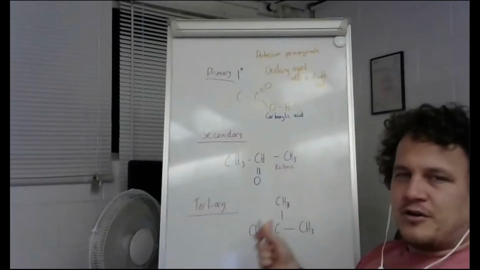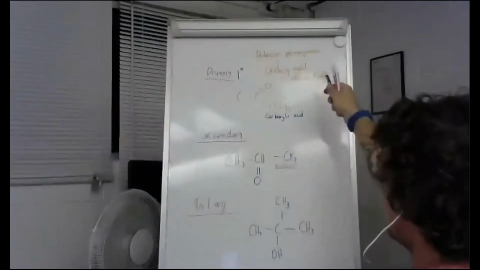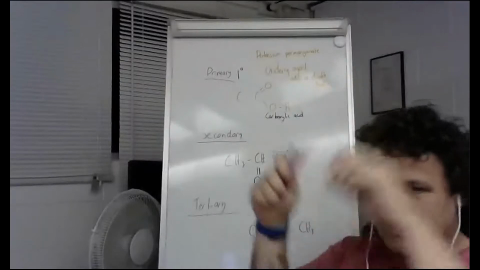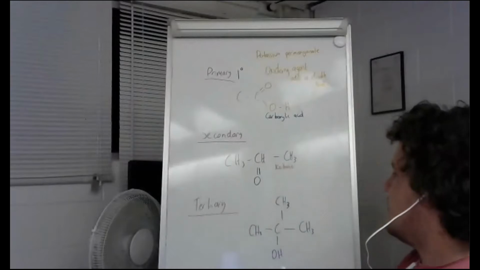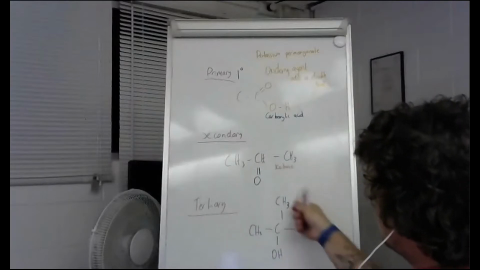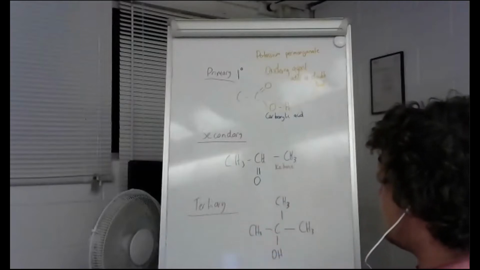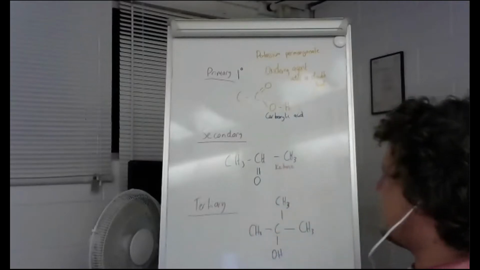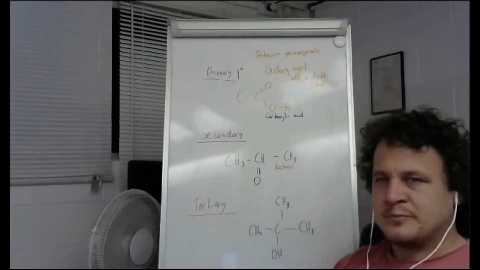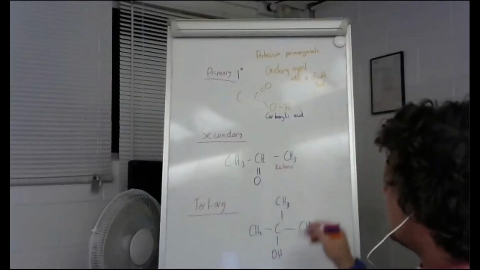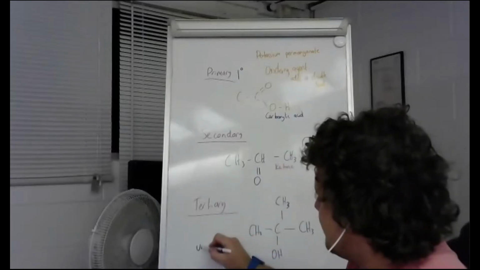But a tertiary alcohol, so effectively what this potassium permanganate does is it attacks the carbon atom. But because in a tertiary alcohol the carbon atom here is completely surrounded by other carbon atoms, and there's no hydrogens to kick off, it is unaffected by the potassium permanganate.